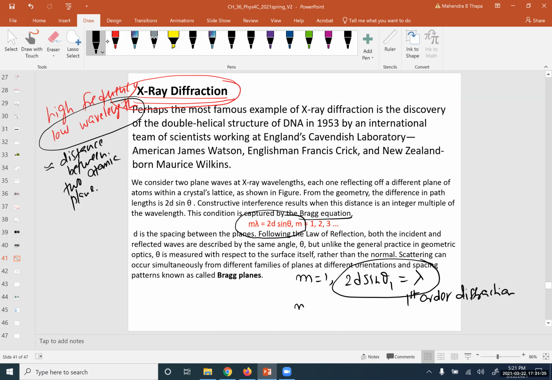Okay. If you put m equal to 2, we have 2d sine theta equals 2 lambda, which is the second order diffraction. But be careful: the angle theta is not the angle of incidence. In general practice in geometrical optics, the angle is measured with respect to the surface itself. So let's go and find this equation.